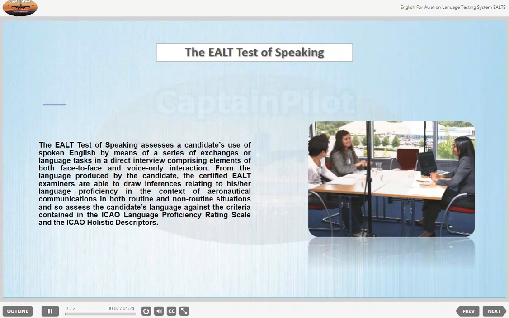The EALT Test of Speaking assesses a candidate's use of spoken English by means of a series of exchanges or language tasks in a direct interview comprising elements of both face-to-face and voice-only interaction. From the language produced by the candidate, the certified EALT examiners are able to draw inferences relating to their language proficiency in the context of aeronautical communications in both routine and non-routine situations, and so assess the candidate's language against the criteria contained in the ICAO Language Proficiency Rating Scale and the ICAO Holistic Descriptors.